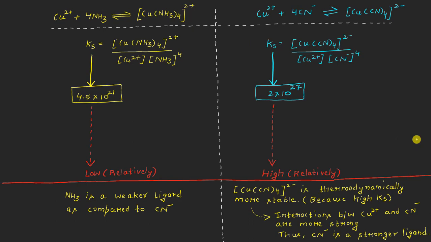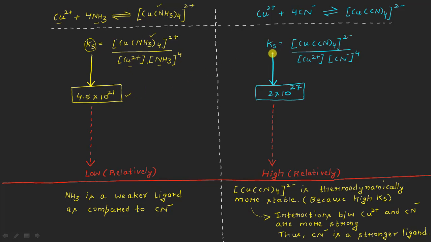And after that, here are two examples. The first one is the tetraamine copper complex and the second one is the tetracyano copper complex. Once again, in this case, the Ks will be the concentration of the product divided by the product of the concentrations of the reactants, the copper as well as the ammonia. And you can see the value of Ks for this particular reaction is 4.5 × 10^21, of course a very high value.